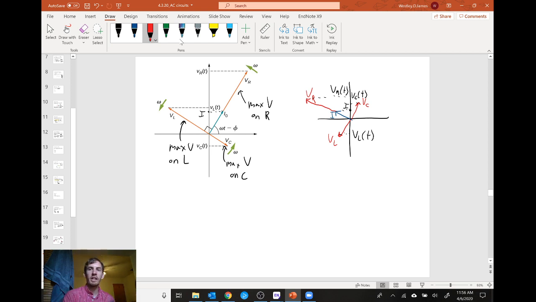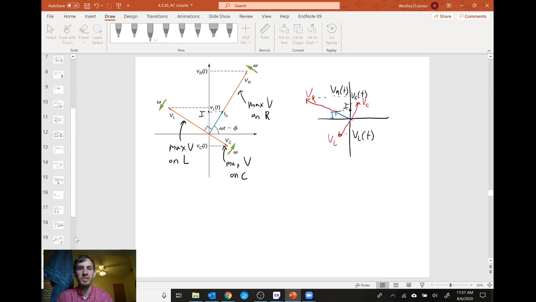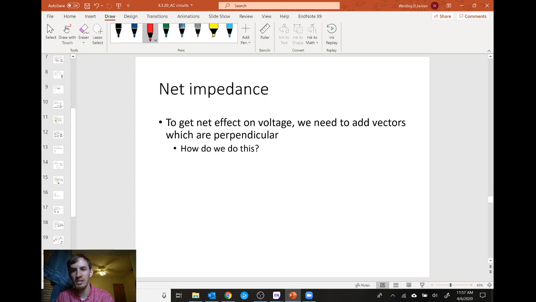So why are we doing all of this? Why are we using this phasor diagram? As I mentioned, it's to combine the vectors. It's to give us an idea of what happens when we combine them all together. Because what we can nicely do to get the net effect on voltage is just add these three vectors together. All we have to do is add the resistor vector with the inductor vector with the capacitor vector. And this is going to be easily seen.